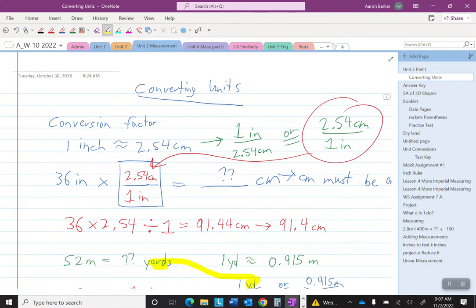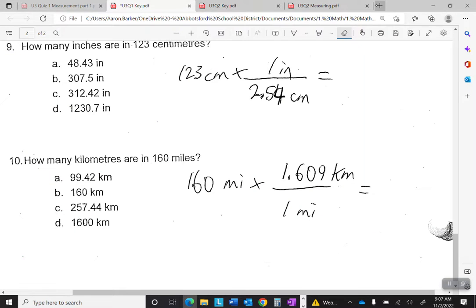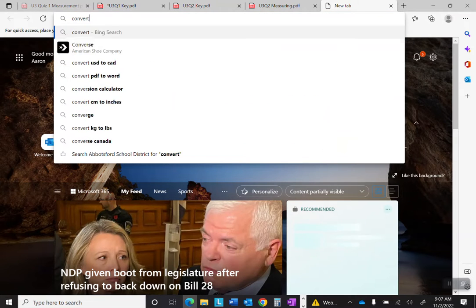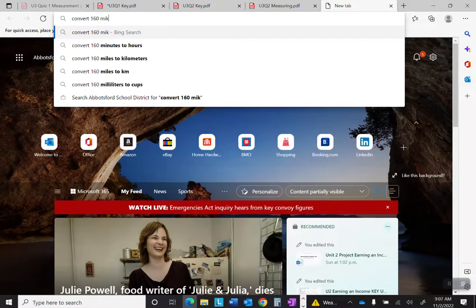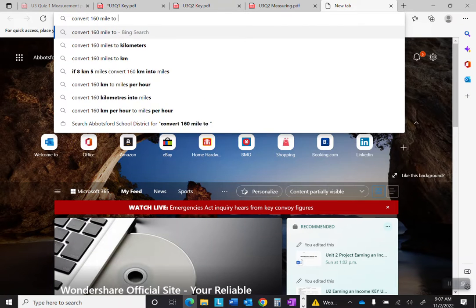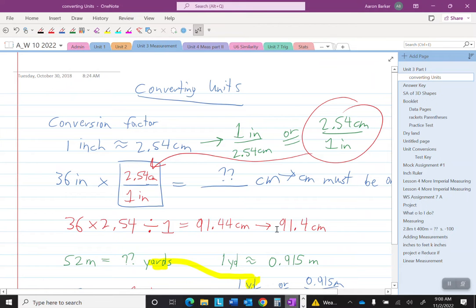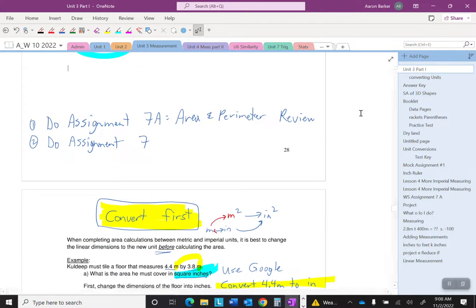Now, really, what were you going to do if you're actually doing this in real life? What I expect you to do is go into Google, and it says here convert 160 miles to kilometers. So I just expect you to type in convert 160 miles to kilometers, and you write down 257. So that's kind of what my expectations were and where we're going with this, because you're most likely going to use Google. Any questions? I'm recording this.